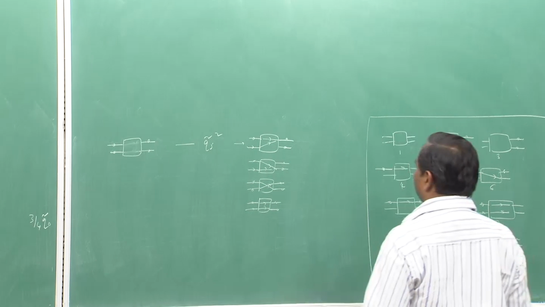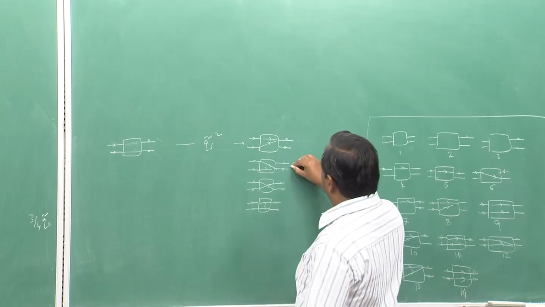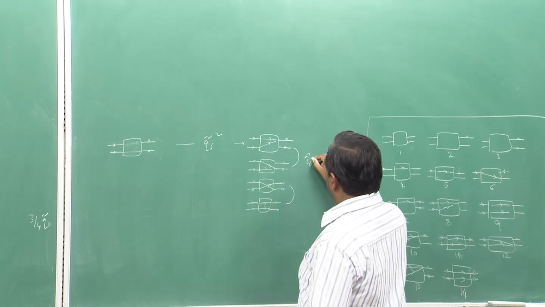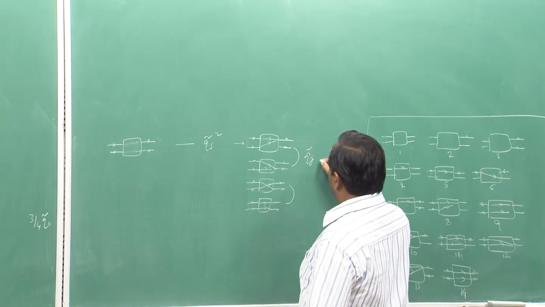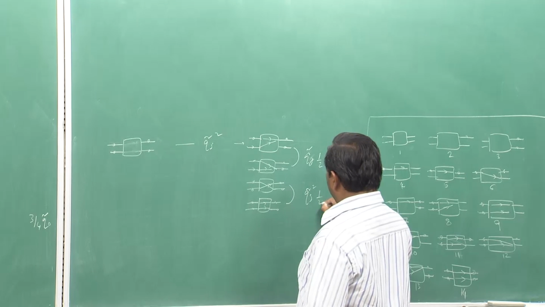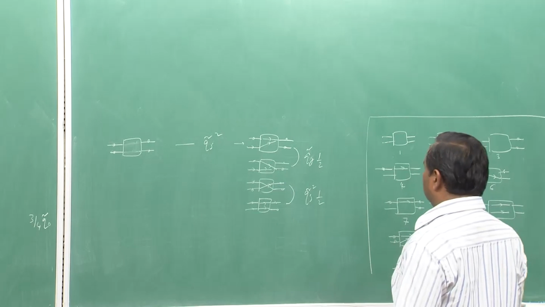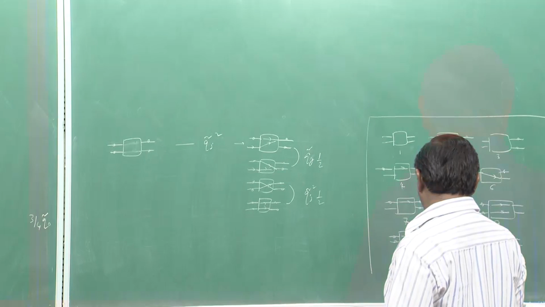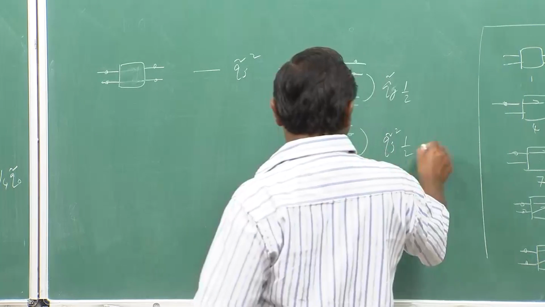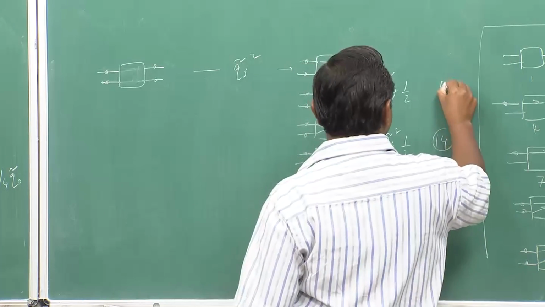So, each one of them, so these 2 are same and these 2 are same. So, this is qj tilde half, qj tilde square by half. So, this actually corresponds to 14 and 13. So, this one is 14 state and this one is 13 state.